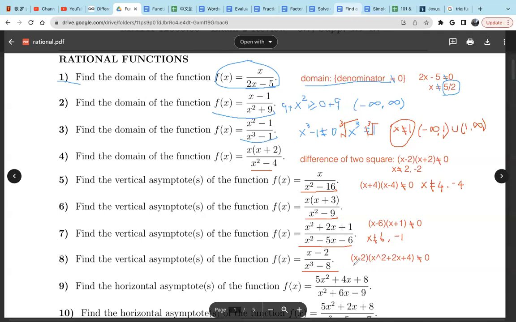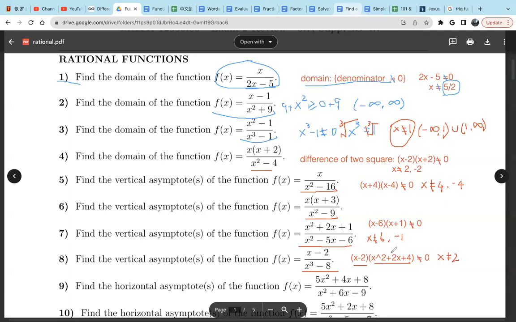So we have two factors. One factor is x minus 2. The other factor is x squared plus 2x plus 4. Those two cannot be 0. So from the first one, x cannot be 2.